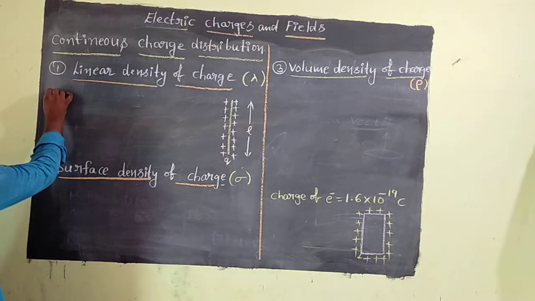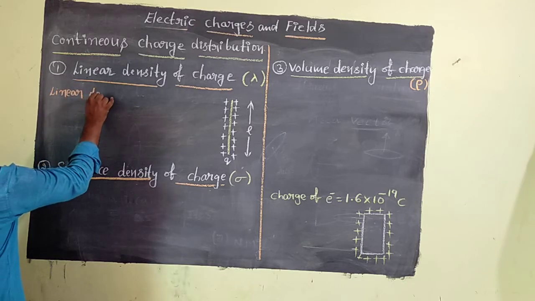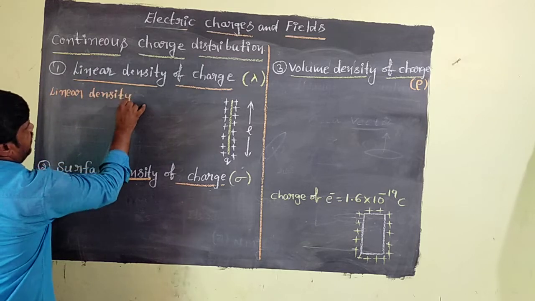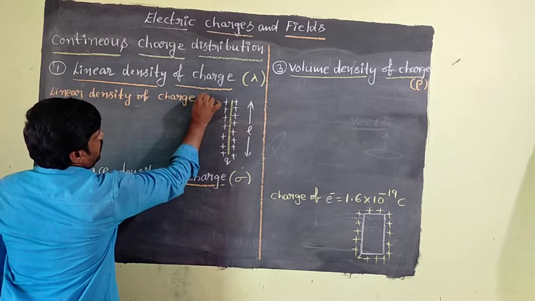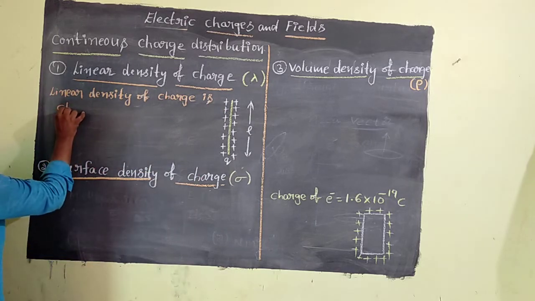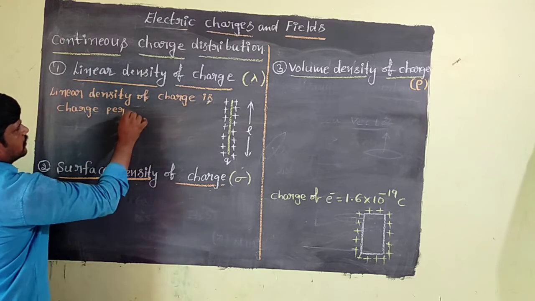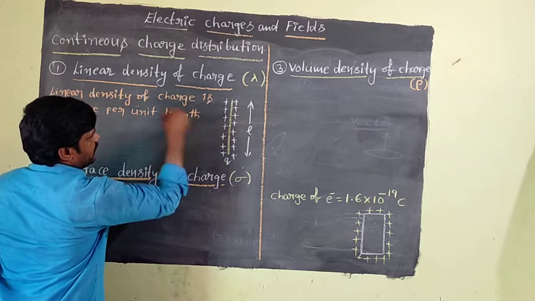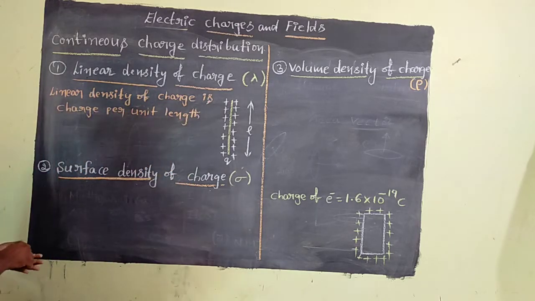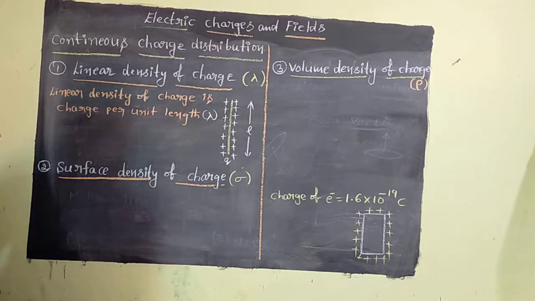That means linear density of charge is charge per unit length. Now it is denoted by which letter? It is denoted by the letter lambda.